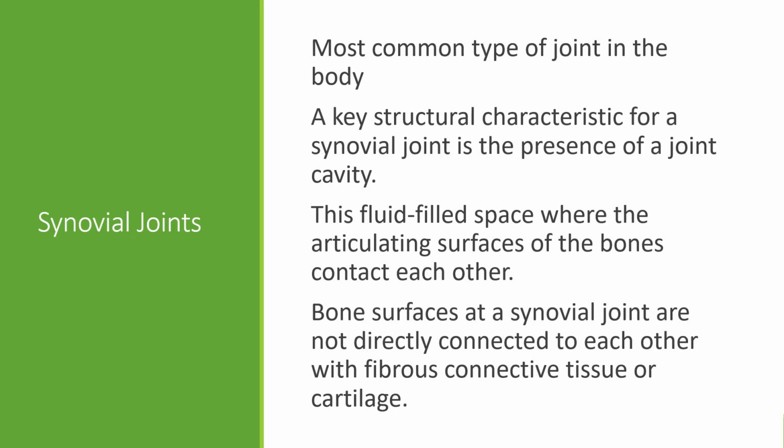Synovial joints are the most common type of joint in the body. A key structural characteristic for the synovial joint is the presence of this joint cavity. We haven't seen that with any other type of joint that we talked about. The joint cavity is a fluid-filled space where the articulating surfaces of the bones are going to be in contact with each other. The bone surfaces of a synovial joint are not directly connected to each other. They have some type of a fibrous connective tissue or cartilage between them.